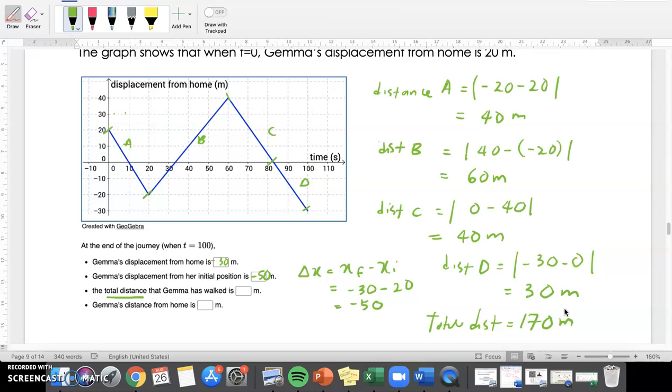So that's the distance, not the displacement. They ask you what is the final displacement? It's minus 30. You can get the answer directly from the graph. And now they are asking you what is Gemma's distance from home. So here the final displacement is minus 30, but since distance is a scalar, you just make it positive. So it's a positive 30.